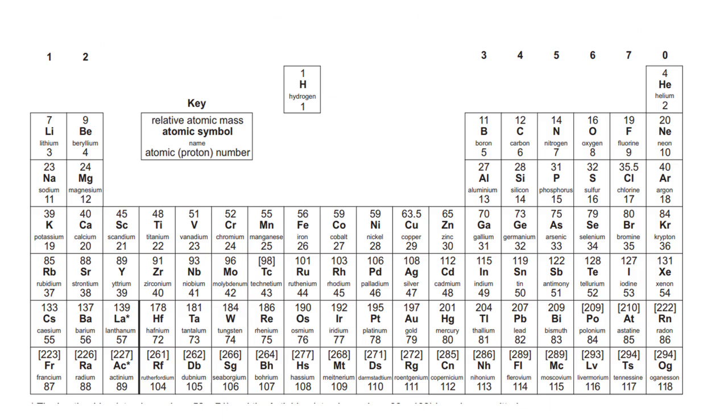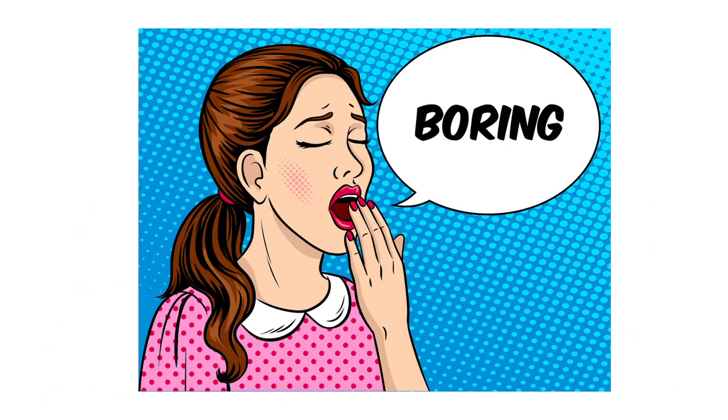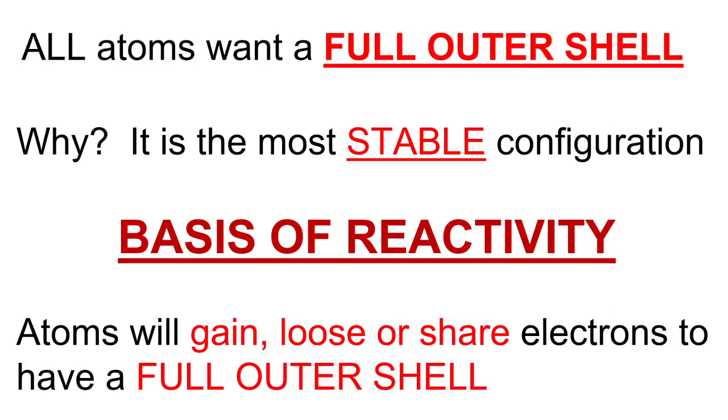So here's the periodic table, but if none of these elements stuck together, there'd be no life, there'd be no Earth, there'd be nothing, okay? It'd be a very boring universe if chemical reactions didn't happen. So why do atoms react? All atoms want a full outer shell. Why? It is the most stable configuration and it is the basis of reactivity.